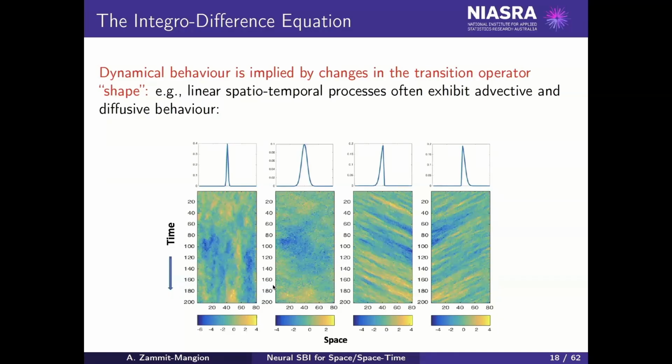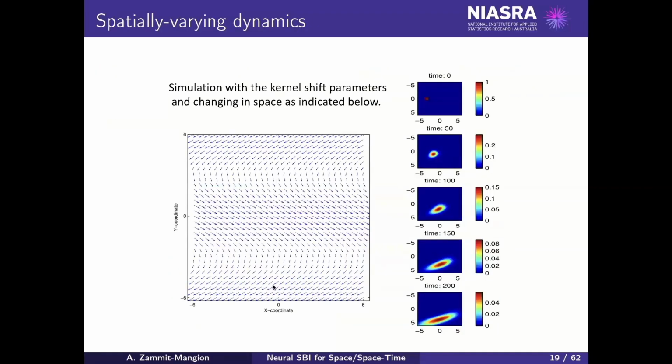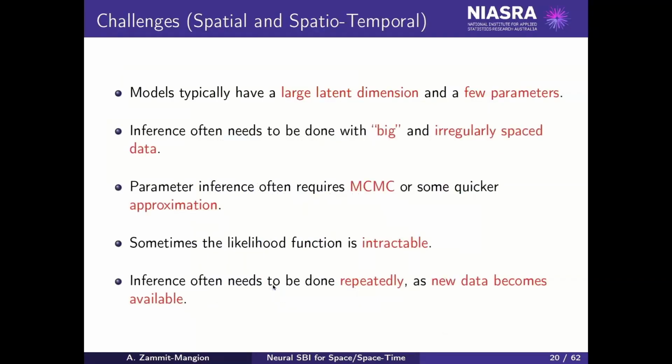We can make these kernels spatially varying as well, and even spatio-temporally varying themselves. And we want to then estimate how these kernels are changing in space and time. Now, this becomes a really complicated inferential problem where neural networks can really help us. So, what are the challenges? Models in space and space-time generally have a really large latent dimension. Think of the process at every pixel in space and time as being a random variable. So really large latent dimension, but few parameters.